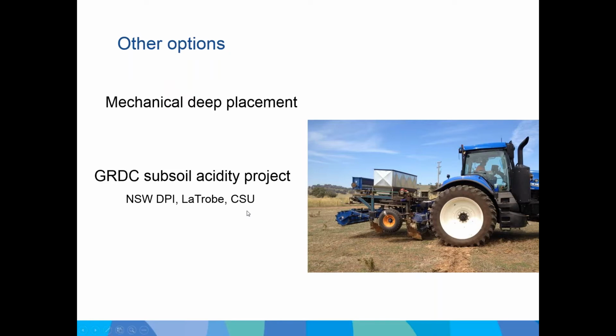So in my head, if you're not going to put lime on the surface, in the top 10 centimetres where it's easy to do, lime at a higher rate and incorporate. If you're not going to do that, eventually this will be your option to ameliorate soil acidity deeper in the profile, and this is more expensive, I think.